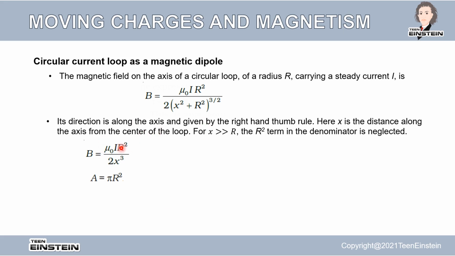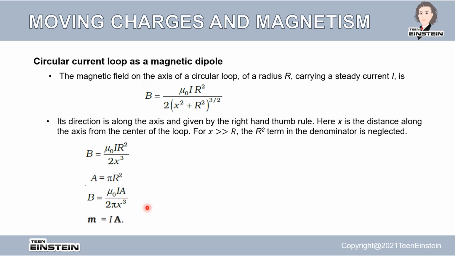After reducing this r squared, now you get mu 0 I r squared by 2x cube. Now we know that A equal to pi r squared for a circular loop. And then if you substitute this pi r squared in this equation, then you get B equal to mu 0 IA, because instead of r squared you can substitute A by pi. Then you will get mu 0 IA by 2 pi x cube.